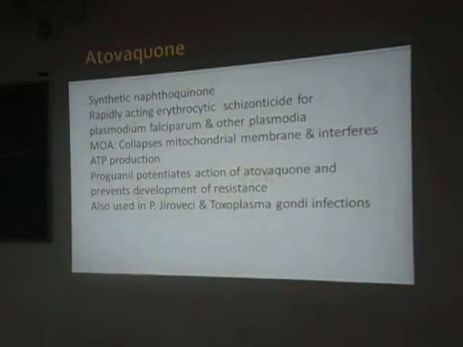Okay, so atovaquone. Remember ATP. It collapses the mitochondrial membrane and interferes with ATP production. It is a synthetic naphthoquinone, rapidly acting erythrocytic schizonticide for falciparum and also for other plasmodia. It is effective in A, you can remember as malaria, T for Toxoplasma gondii, and P for Pneumocystis jirovecii. Okay, ATP.